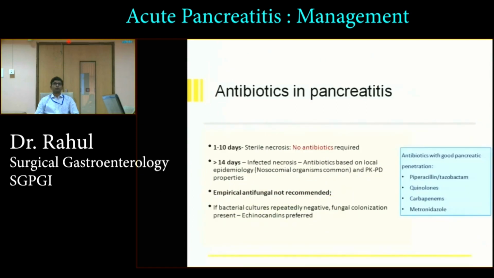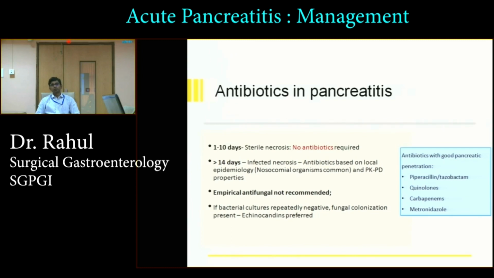Next, please. Antibiotics with good pancreatic penetration are piperacillin tazobactam, the quinolones, carbapenems, and metronidazole. These are the initial choices. Apart from that, we should consider the local antibiotic resistance pattern as well. As I already said, at 1 to 10 days, it is usually sterile necrosis and no antibiotics are required. After more than 14 days, infected necrosis is common. In that case, antibiotics should be initiated based on local epidemiology and local properties. Antibiotics with good pancreatic penetration, as I already stated, are piperacillin tazobactam, quinolones, carbapenems, or metronidazole.